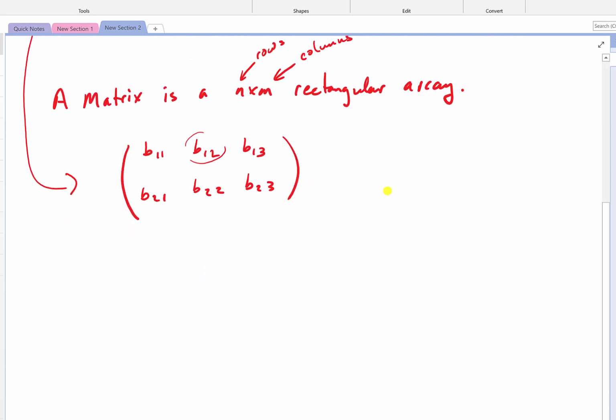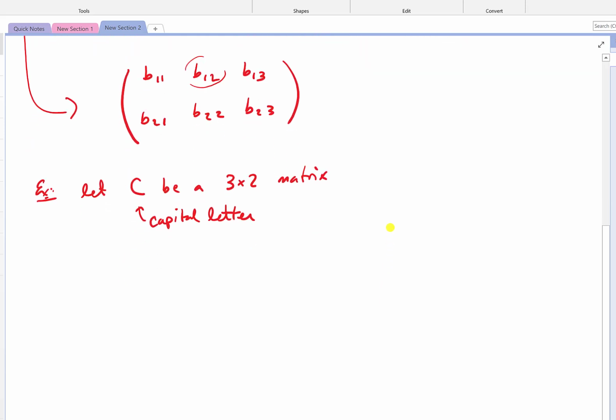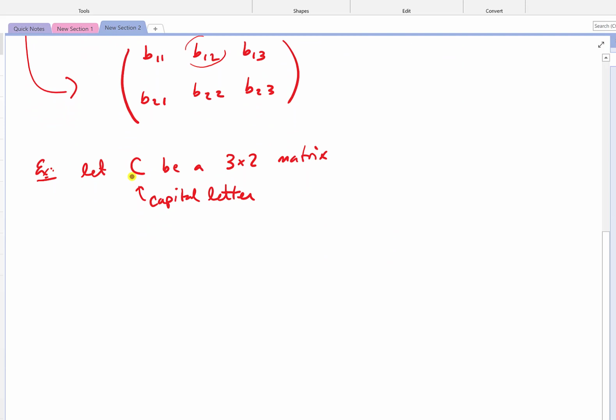So let's look at another example of a matrix. Let's let C be a 3 by 2 matrix. First thing to notice is that with matrices we almost always denote them with a capital letter. Sometimes we're clever about the way we name them. Sometimes, C might stand for the cost matrix as opposed to R for the revenue matrix, something like that. Other times we just choose the first letter of the alphabet that we come to. But we almost always denote them with a capital letter.